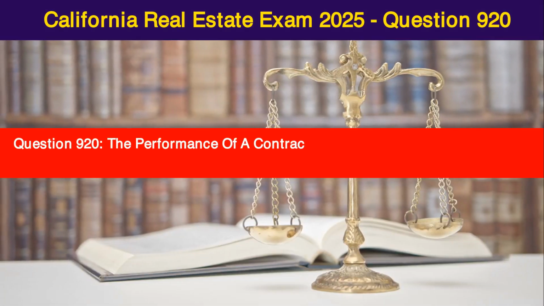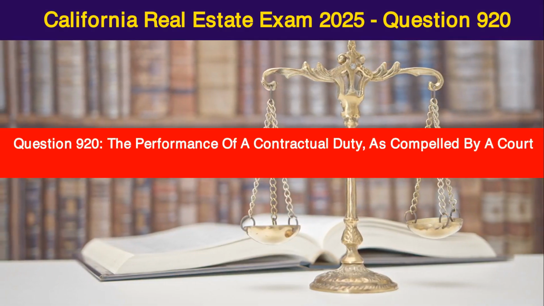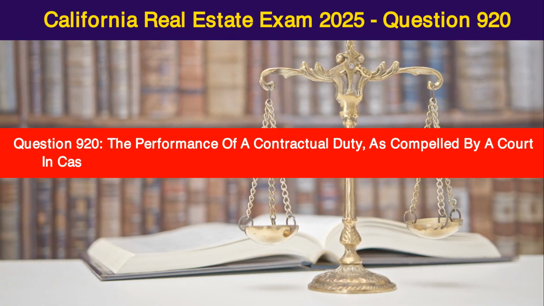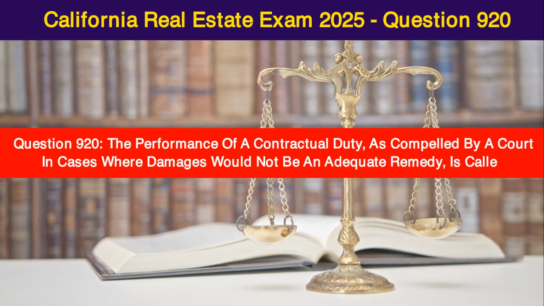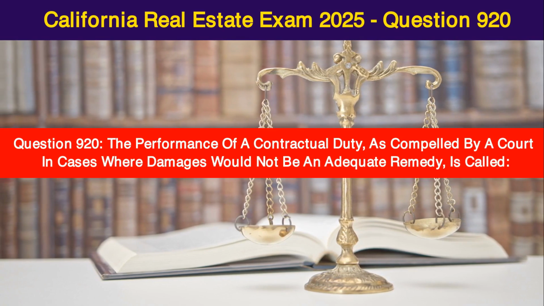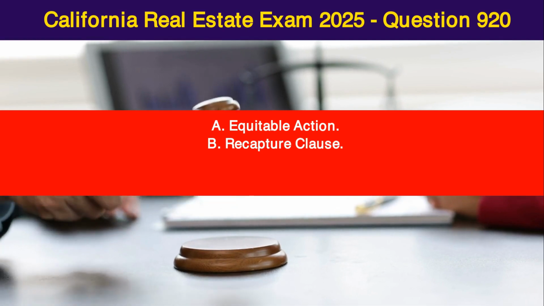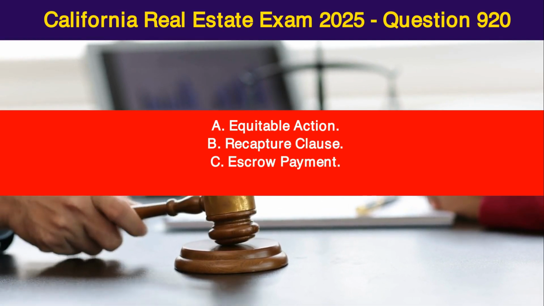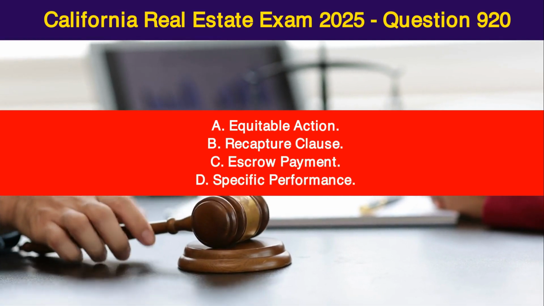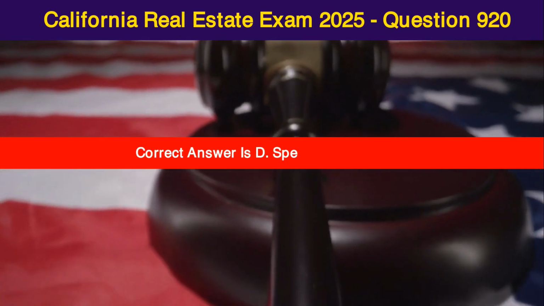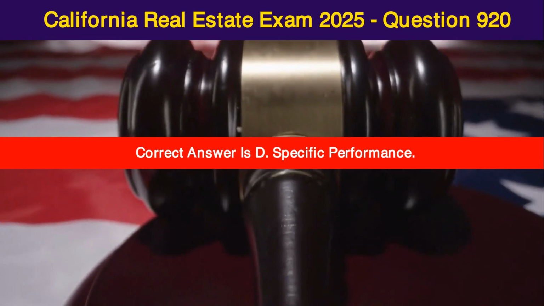Question 920. The performance of a contractual duty, as compelled by a court in cases where damages would not be an adequate remedy, is called A. Equitable action. B. Recapture clause. C. Escrow payment. D. Specific performance. Correct answer is D. Specific performance.